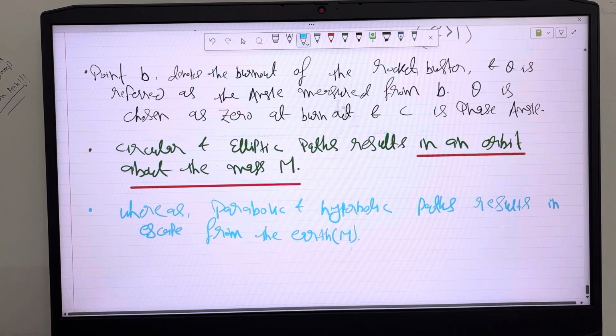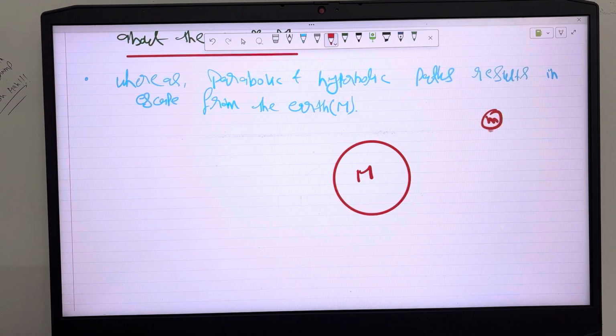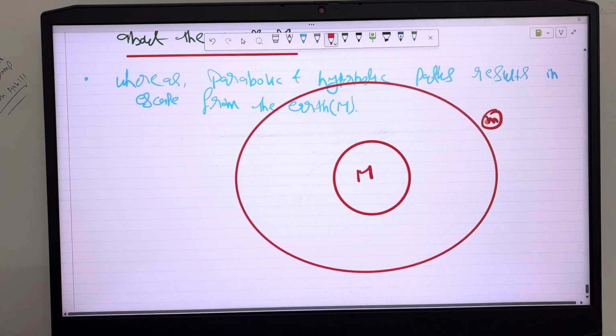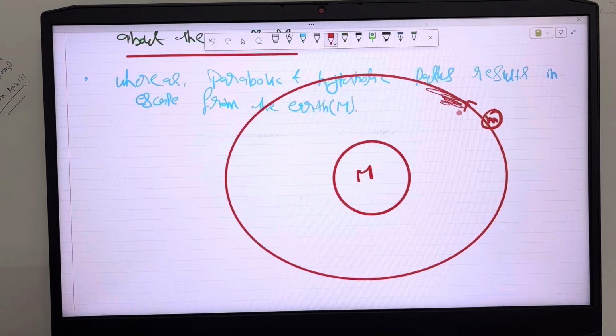So I told you, capital M. If you want to see, this is your capital M mass. Let's suppose this is your capital M, and this is some satellite m or any rocket. If you want the satellite to stay in this orbit, which basically revolves, it can be circular or elliptical, no issue. So if you want to stay in this orbit always, you have to take a circular or elliptic path.